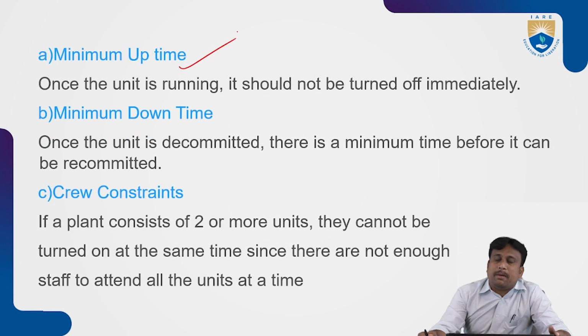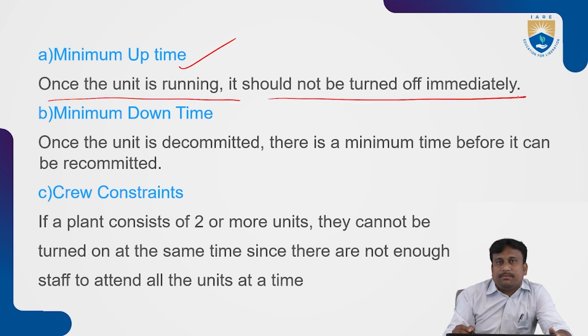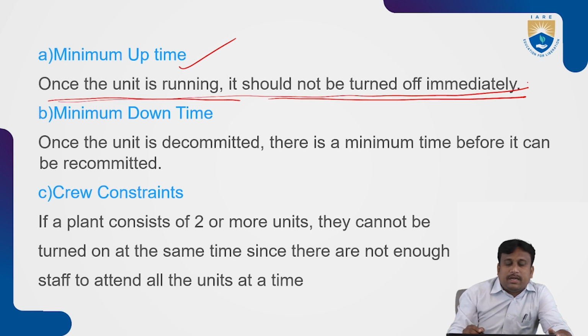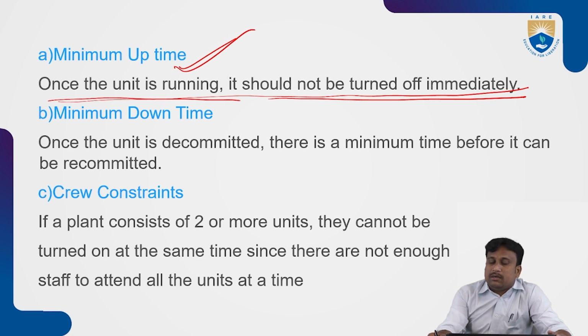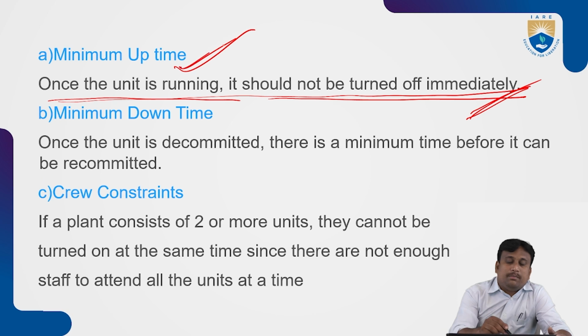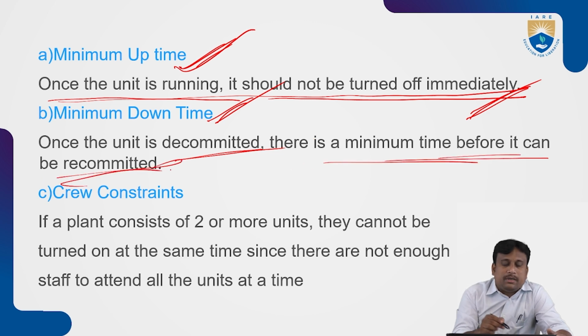Next is the minimum uptime. What does minimum uptime mean? Once the unit is running, it should not be turned off immediately. So we should schedule the generators with a minimum uptime. Once it is running, it should not be turned off again until some more time has passed. That is called minimum uptime. Similarly, minimum downtime: once the unit is decommitted, there is a minimum time before it can be recommitted. That is treated as minimum downtime.